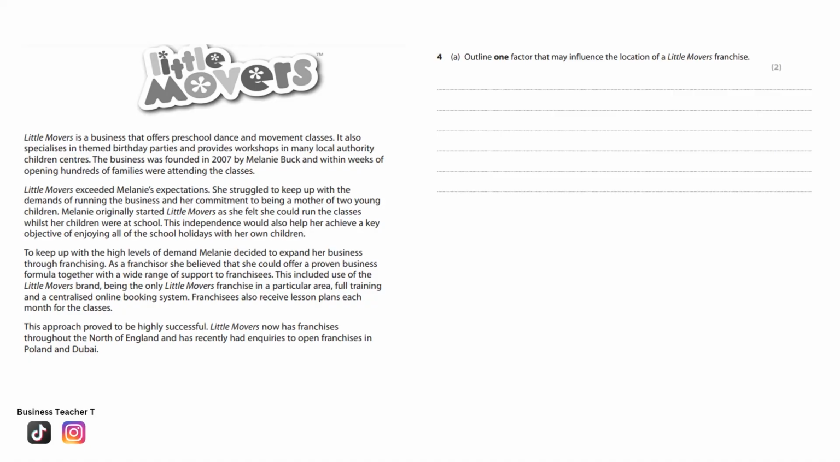Section B. On to the case study. And for section B and C, all of your answers must relate to the case study. Little Movers is a business that offers preschool dance and movement classes. It also specializes in themed birthday parties and provides workshops in many local authority children's centres. The business was founded in 2007 by Melanie Buck, and within weeks of opening, hundreds of families were attending the classes. Little Movers exceeded Melanie's expectations.